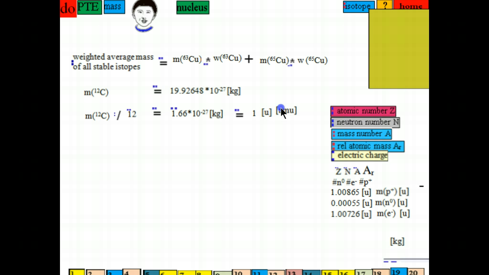This is a definition of a unit. This is called the Unified Atomic Mass Unit, and 1 U is equal to 1.66 multiplied by 10 to the power of minus 27 kilogram.